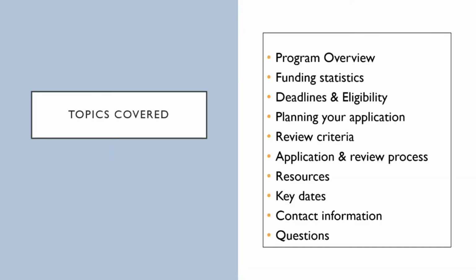So during today's presentation, I want to do the following. I want to review the mission of the Institutes for Advanced Topics in the Digital Humanities program. We're going to look at some of the funding statistics for this program over the last 5 years. We'll note the deadlines and the eligibility requirements. We'll discuss how to plan your application. We'll review the review criteria. And then we'll, of course, discuss the application and review process for this particular program.